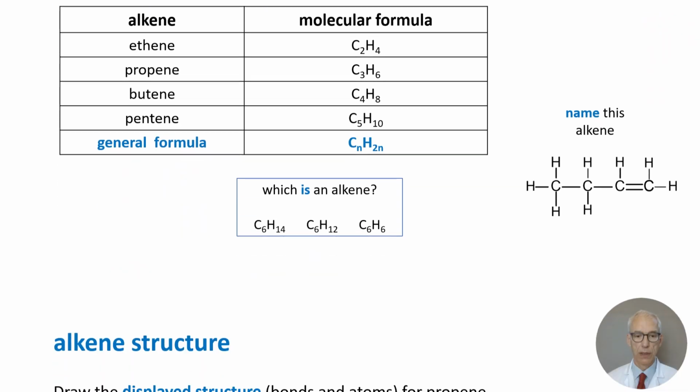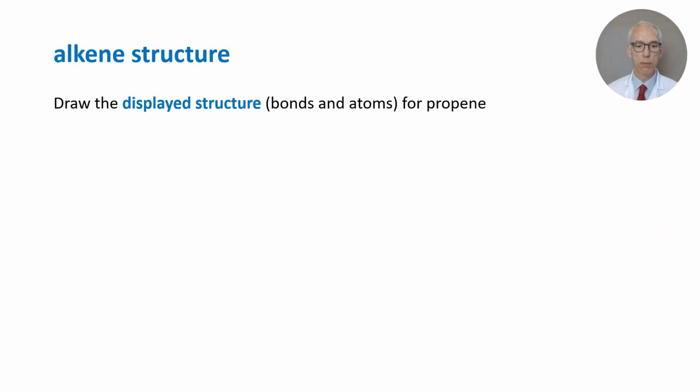So here's one more problem. What is the displayed structure? That is a drawing showing the bonds and the atoms for propene. Stop the lesson, draw the displayed structure for propene. Come back to check when you are ready. Okay, so the first thing is that propene is C3H6. Prop tells us 3 carbons, ene tells us CnH2n, so C3H6.